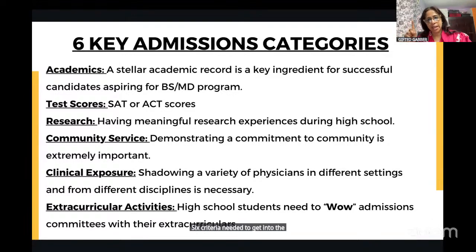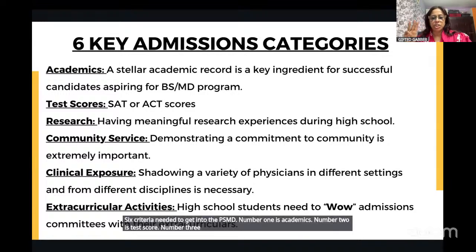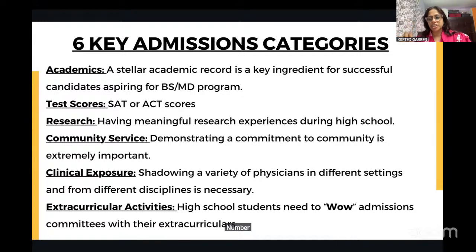Number 1 is academics. Number 2 is test score. Number 3 is research. Number 4 is volunteering. Number 5 is clinical exposure or medical shadowing. Number 6 is the wow factor of the extracurricular activities.